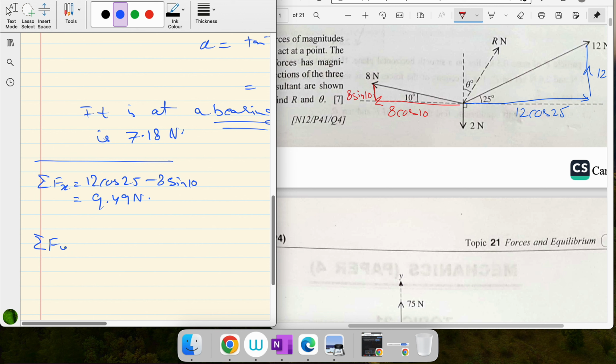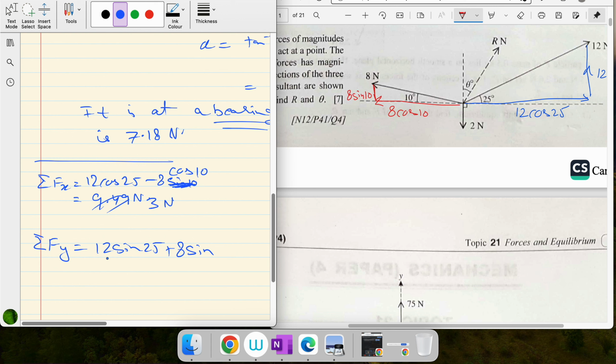Then the sum of forces in the y direction. So 12 sin 25, and then this 8 Newton force is again upwards, plus 8 sin, I'm sorry, let me make that correction. This was not sin, this is cos, 8 cos 10. Is this clear? I have changed it to cos. So it is 2.997, and I'm writing it as 3.